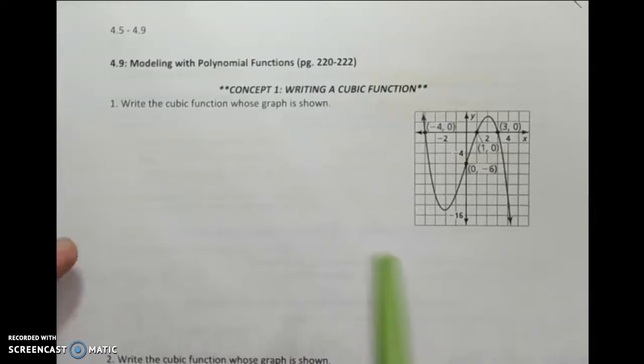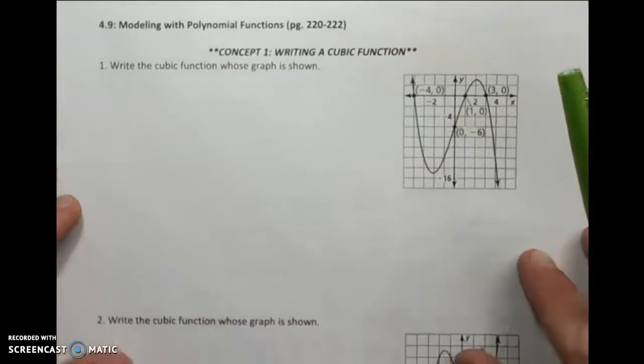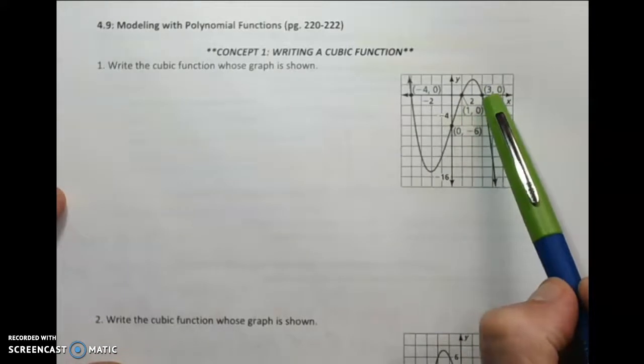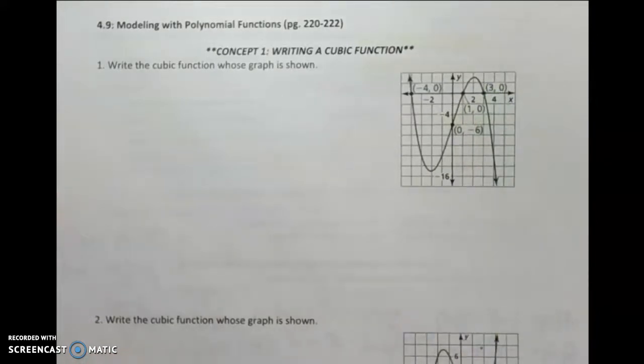Alright, so first things first, it says write the cubic function of the graph shown. Well, I know it's a cubic function because I can see it only hits 3 times. It hits the x-intercept 3 times. So therefore, I do know it's a cubic function.